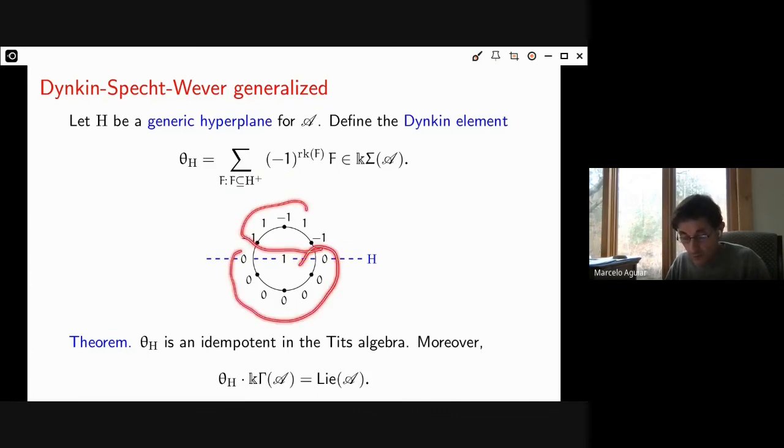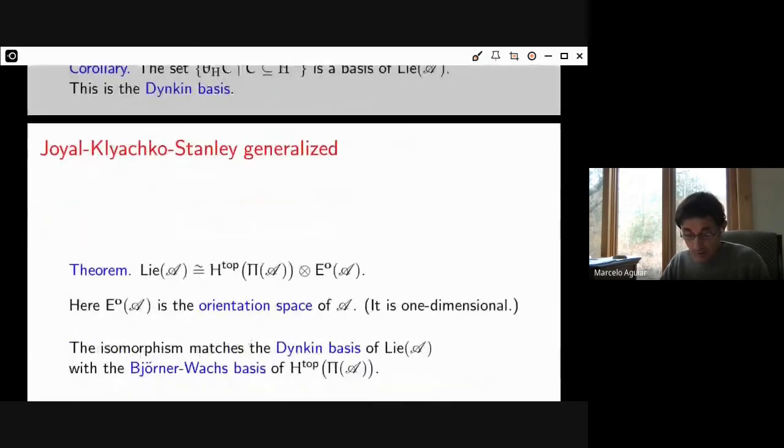All other faces you label with 0, and you form this linear combination of faces. This is an element of the Tits algebra. It is associated to the choice of a generic hyperplane in the arrangement. That element is an idempotent in the Tits algebra, and again, it projects onto Lie. When you do this for the braid arrangement and you make a suitable choice of generic hyperplanes, you end up building the classical Dynkin idempotent. So there are a lot of nice connections between the geometry of arrangements and the classical theory of free Lie algebras.